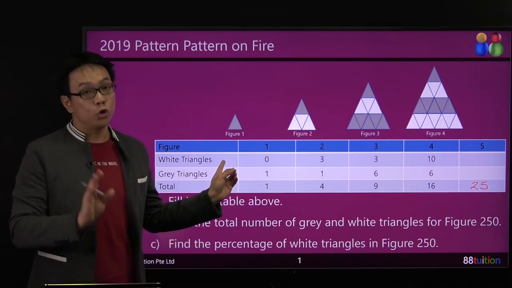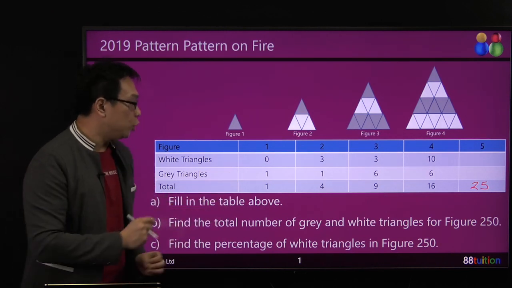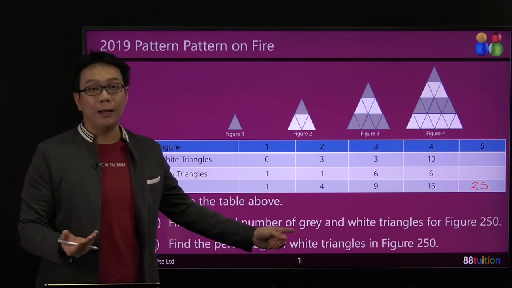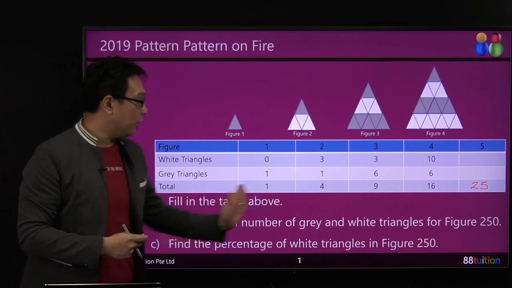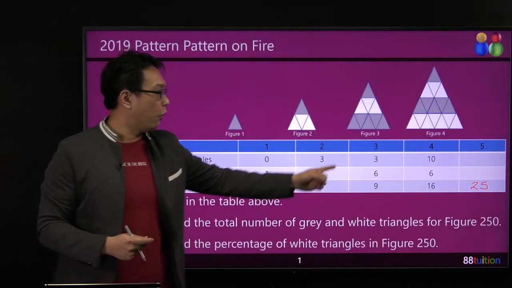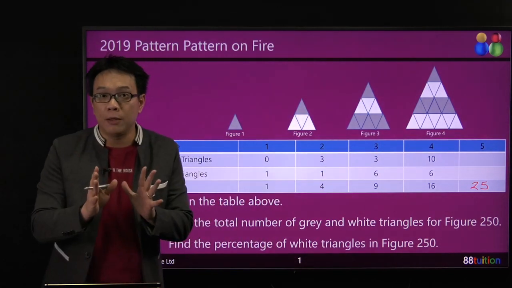So we can do that? Sure, no problem. Part B, find the total number of grey and white. That means the total. Total for figure 250. That's easy. Because the total down here, I told you already, is like 2 times 2, 4. 3 and 3 is 9. So there's a pattern out there.